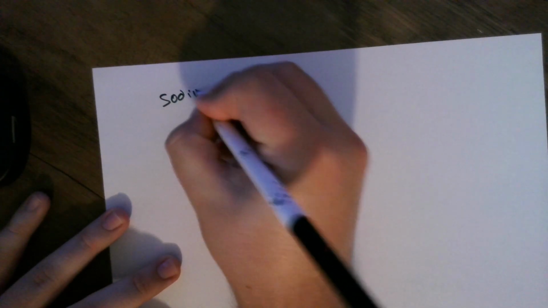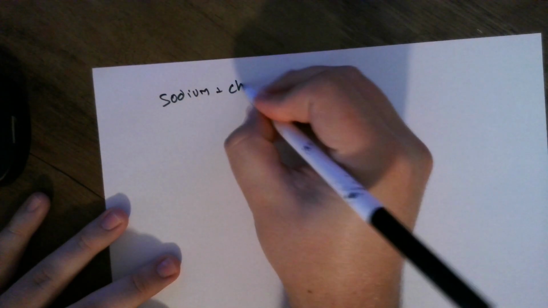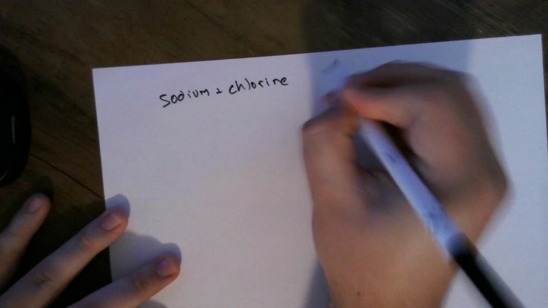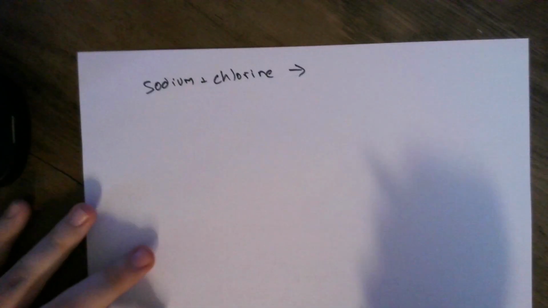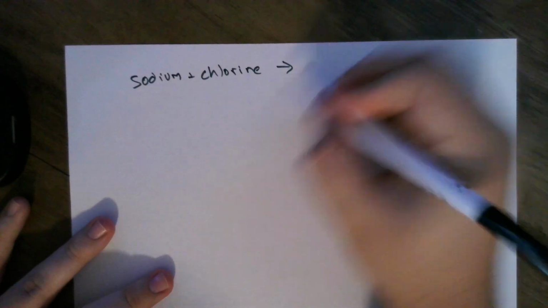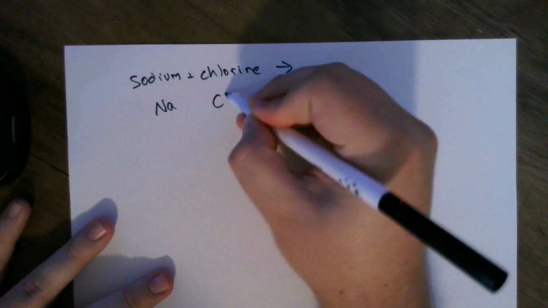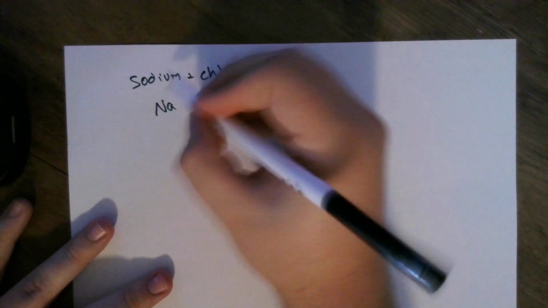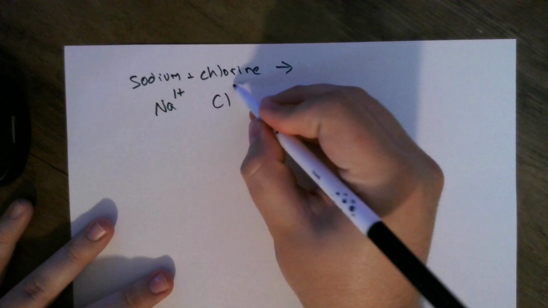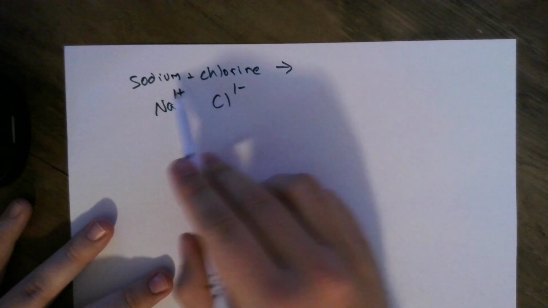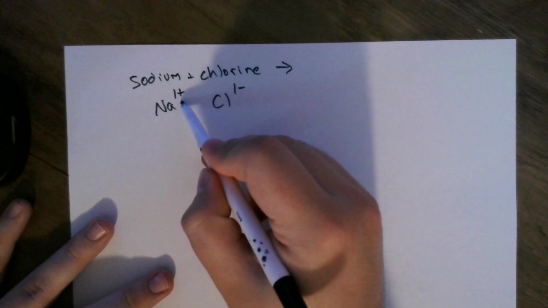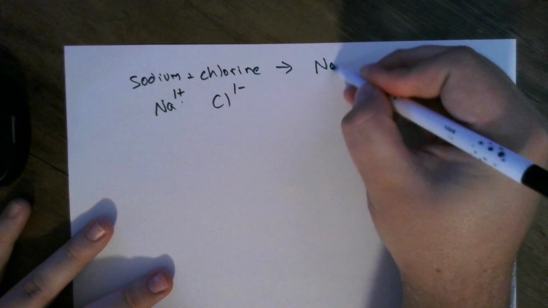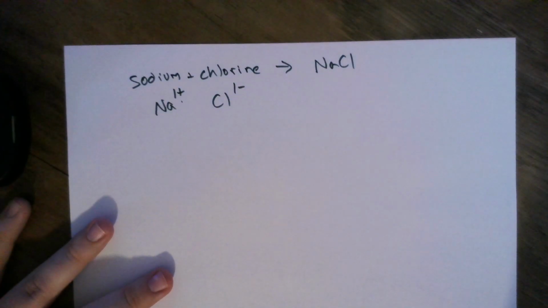so the first one we had was sodium and chlorine. When you combine these, you have NaCl. This is going to make an ionic bond, so we need their oxidation states. Sodium is 1 plus, chlorine is 1 minus. So when they make a compound, you're going to swap those numbers. You're going to make those numbers cancel out. These are both just 1s, so it just makes NaCl.